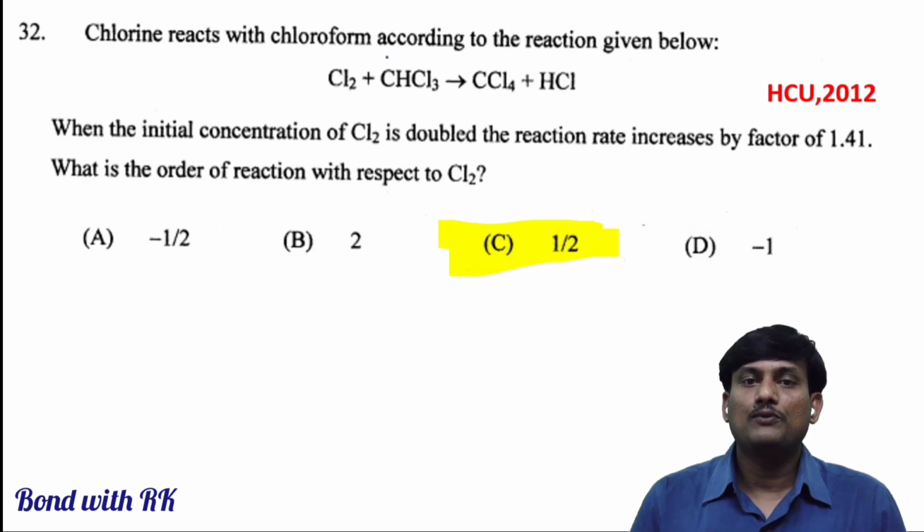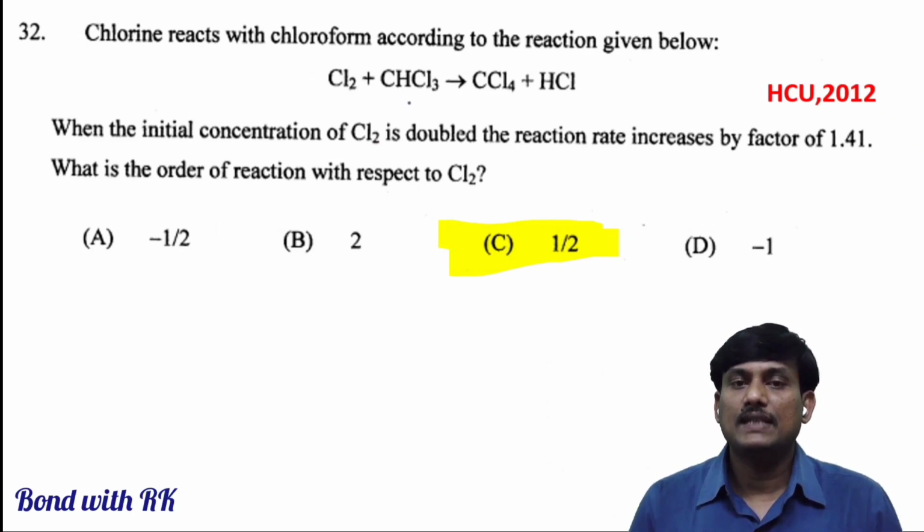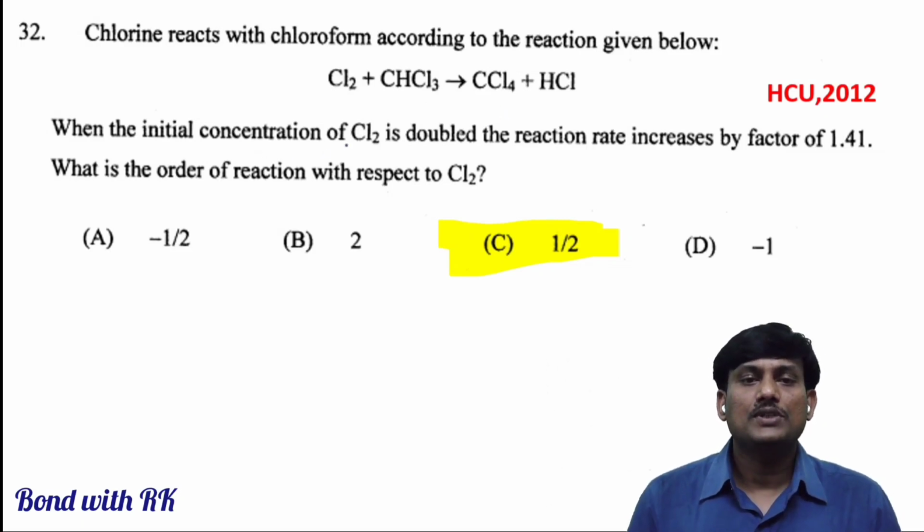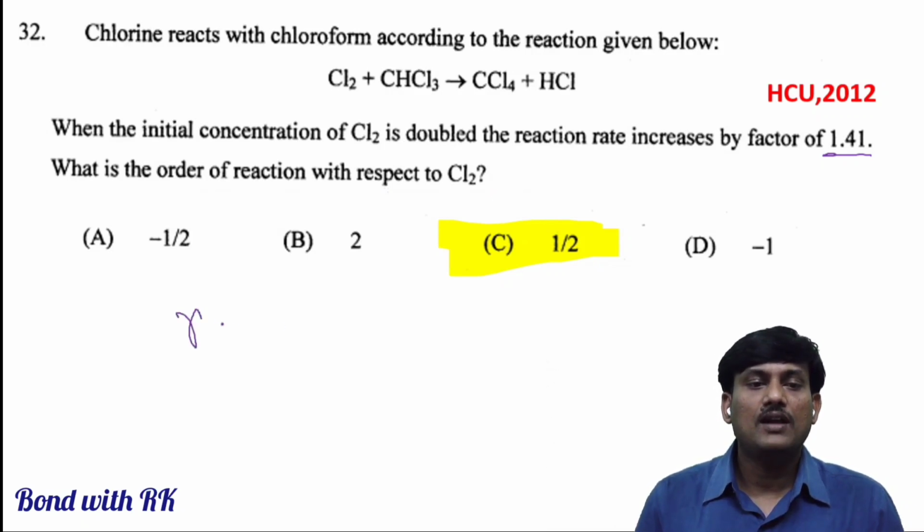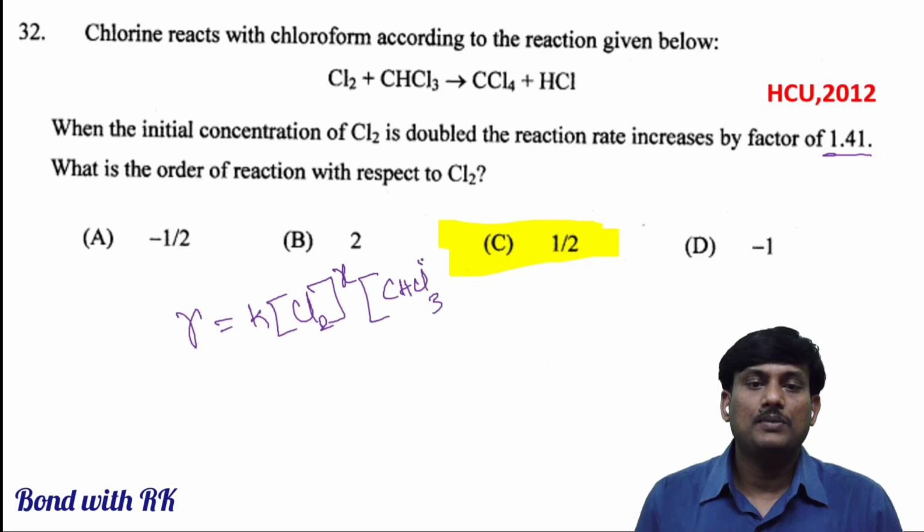Chlorine reacts with chloroform according to the reaction given below: Cl2 plus CHCl3 gives rise to CCl4 plus HCl. When the initial concentration of Cl2 is doubled, the reaction rate increases by a factor of 1.41. What is the order of reaction with respect to Cl2? The rate equation is R is equal to k [Cl2] power of some x and [CHCl3] power of some y.